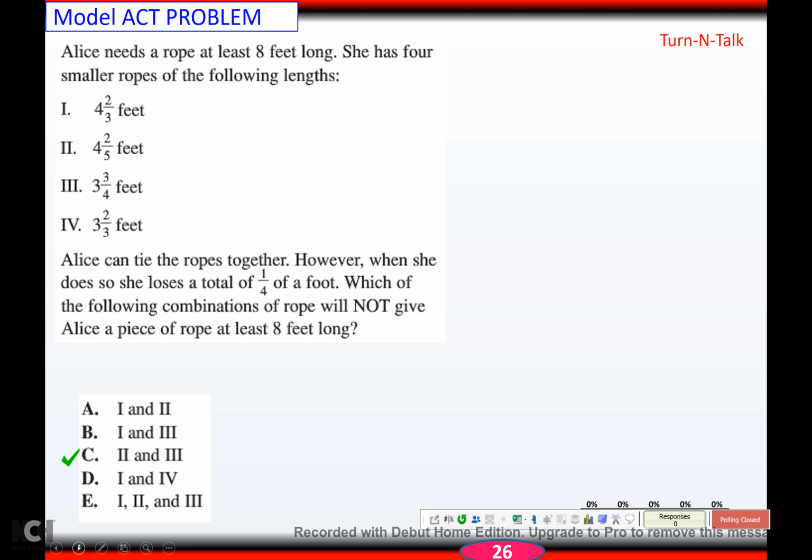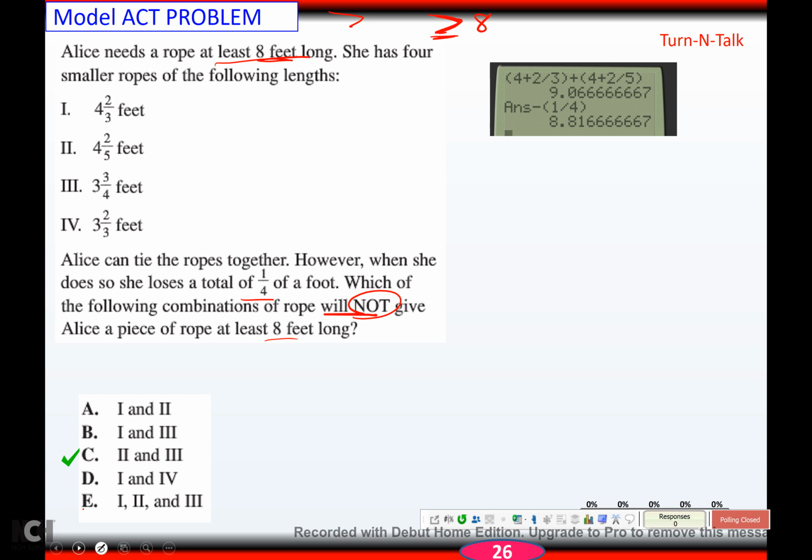Alright, hopefully you got 2 and 3. It says Alice needs a rope to be at least 8 feet long. At least 8 feet long means it's got to be greater than, well, it can be equal. At least is greater than or equal to. She has 4 smaller ropes of the following lengths. Alice can tie the ropes together. However, when she does so, she loses a total of 1/4 foot. Which of the following combinations of rope will not give Alice a piece of rope at least 8 feet long? So we're looking for, when you tie the ropes together, which one won't be at least 8 feet long?